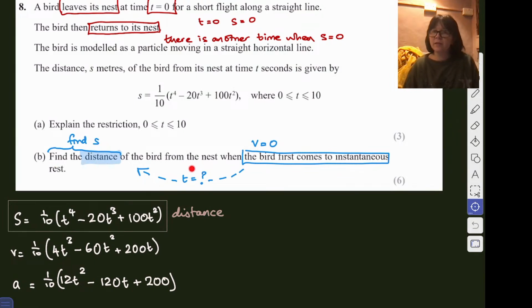but they're not telling us the time. So this is a question inside a question. They're telling us that we want to find this at this point where we're at instantaneous rest, which, as we mentioned, is where V is 0. So we have to solve V is 0 to get T. Then that T feeds into S, which we are given, and then we know what that distance is. I don't know why it's 6 marks.